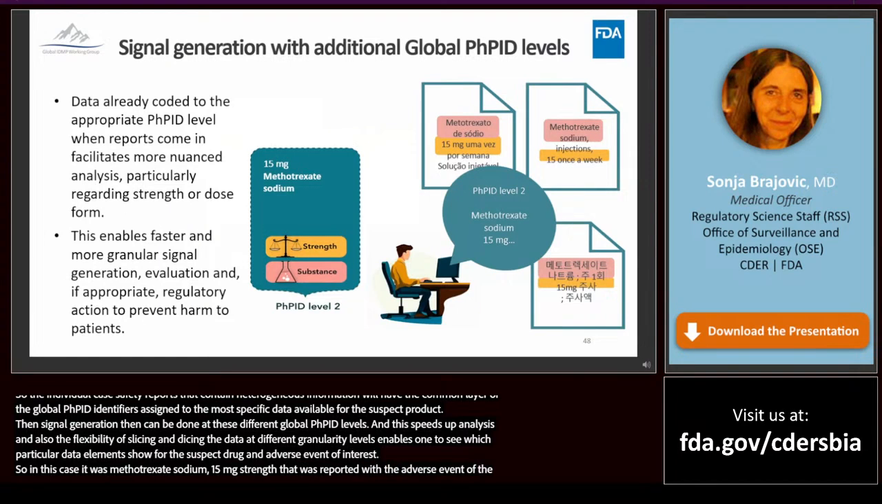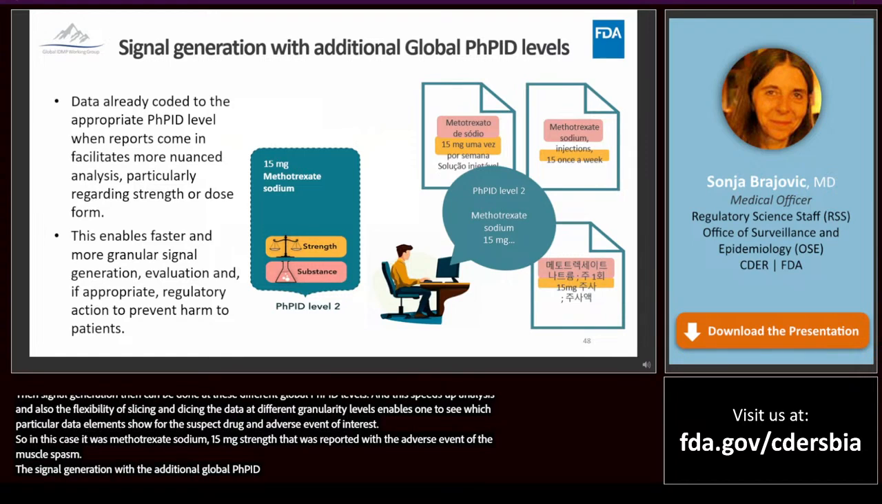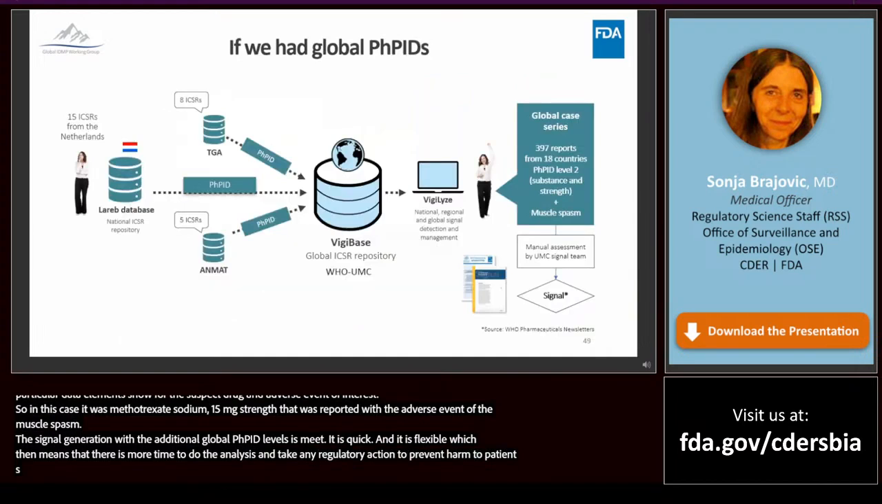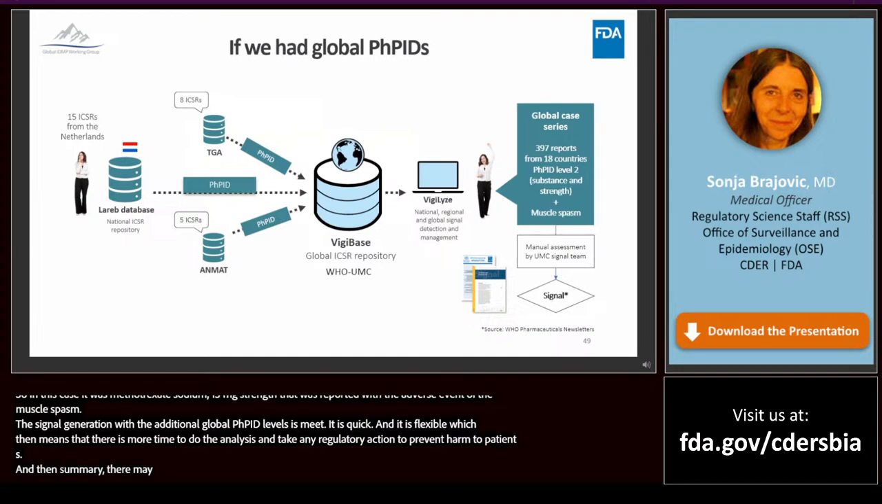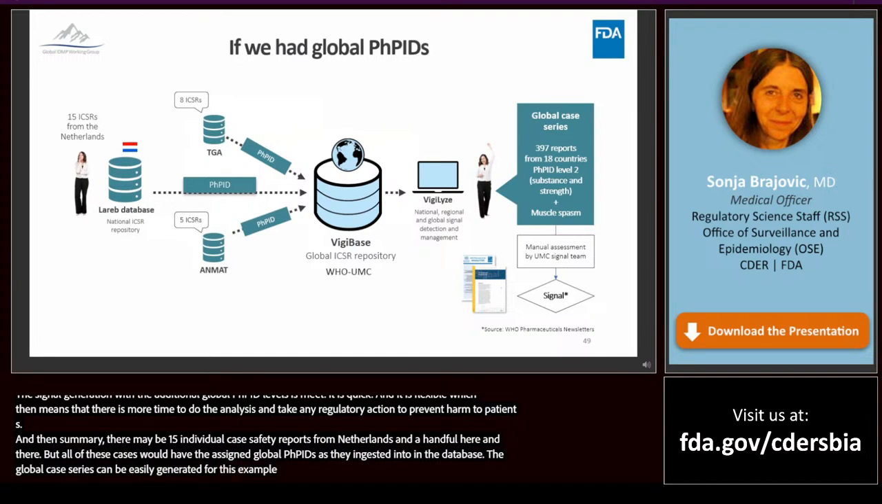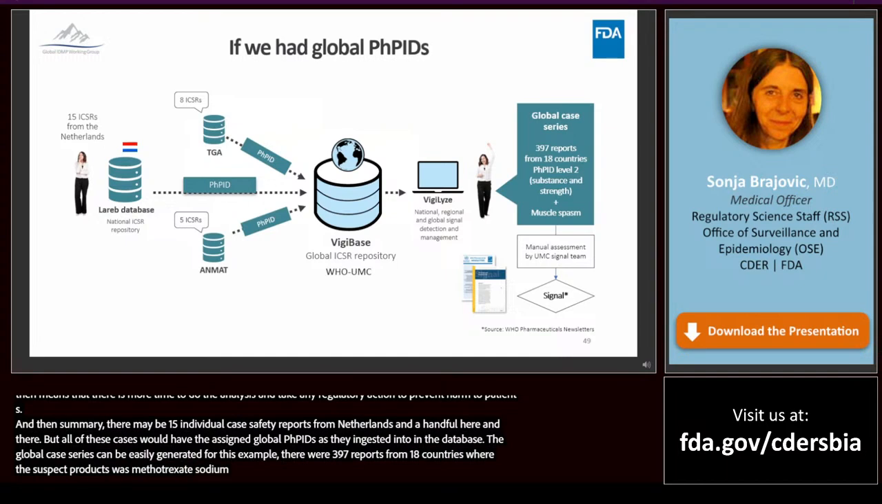So the signal generation with the additional global PHPID levels is immediate, it is quick, and it is flexible, which then means that there is more time to do the analysis and take any regulatory action to prevent harm to patients. And then in summary, there may be 15 individual case safety reports from Netherlands and a handful here and there, but all of these cases would have the assigned global PHPIDs as they are ingested into Vigibase, and then the global case series can be easily generated. For this example, there were 397 reports from 18 countries where the suspect product was methotrexate sodium 15 milligram strength, and the reported adverse event was muscle spasms. So the signal is generated, the data is ready for further analysis.